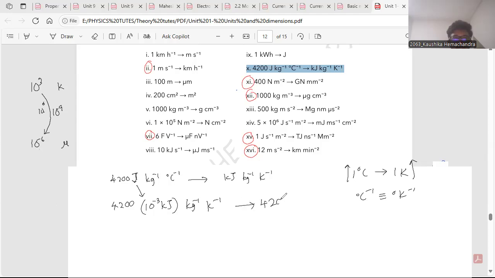So 4200 into 10 to the power minus 3 kilojoule per kilogram per Kelvin. That is 4.2 kilojoule per kilogram per Kelvin.